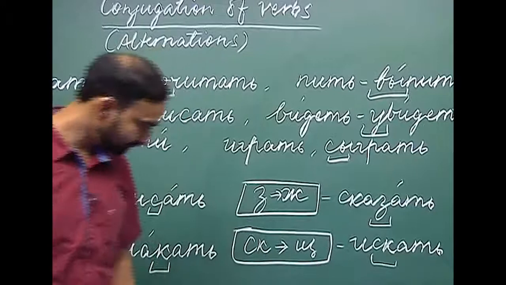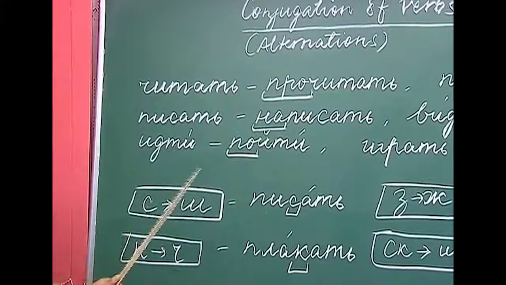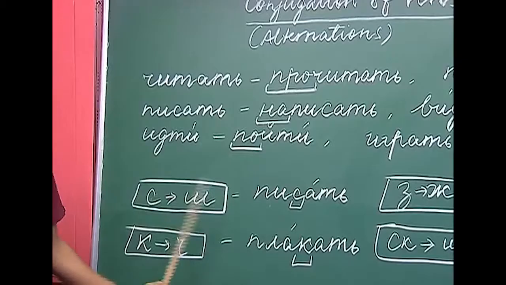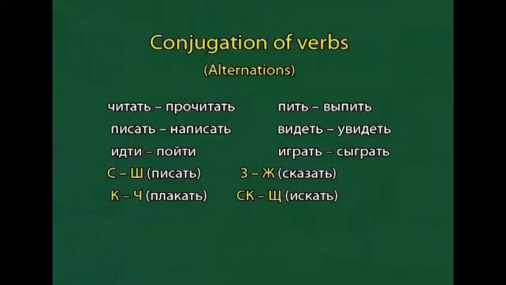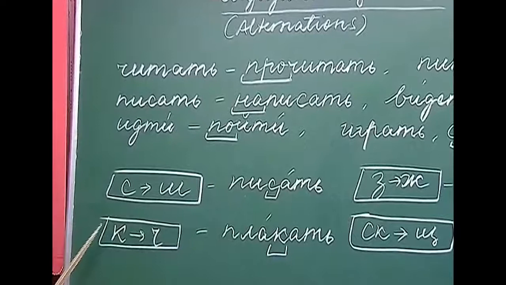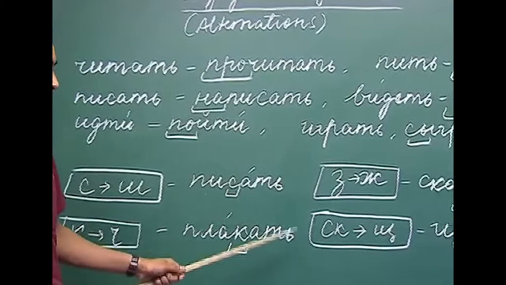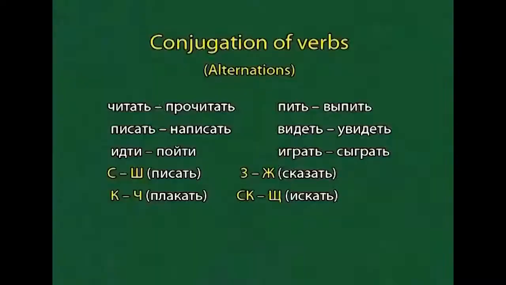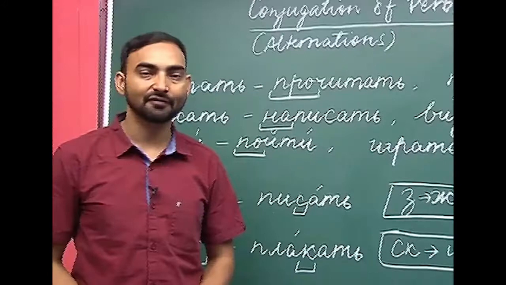Let me repeat all these alternations once again. The consonant s sometimes changes to sh as in pisat. The consonant z changes to zh as in skazat. The consonant k changes to ch as in plakat. The consonants s and k together change to sh as in iskat. So, these are a few alternations. We will look at some other examples also. There are a few other alternations also.